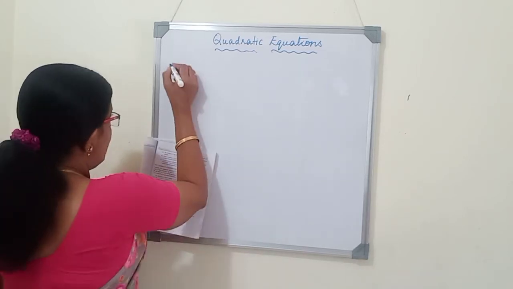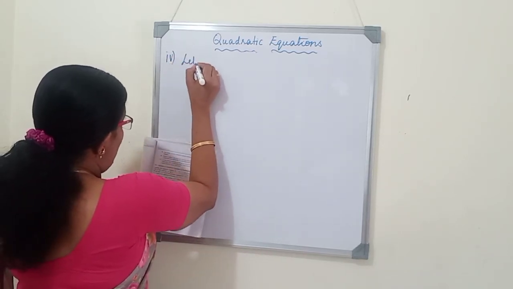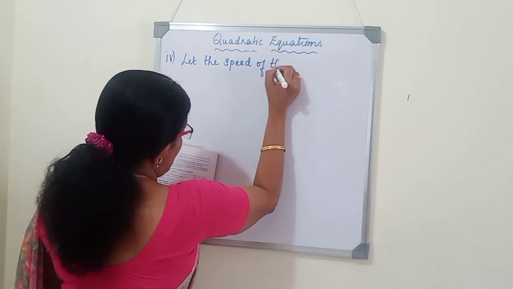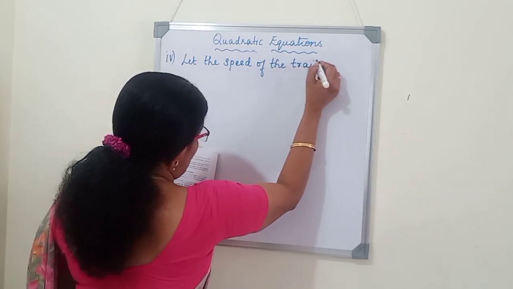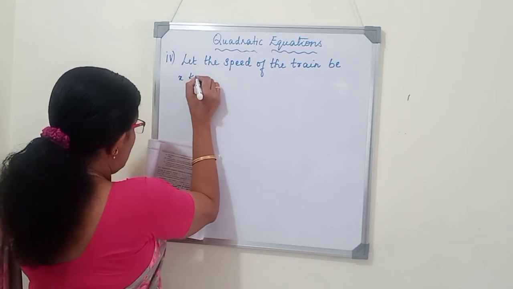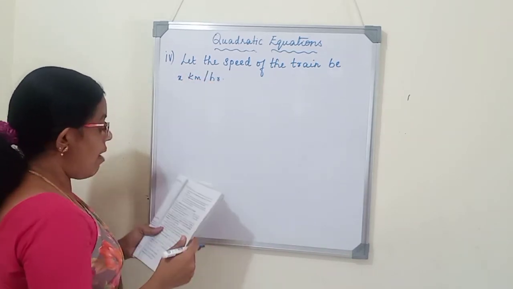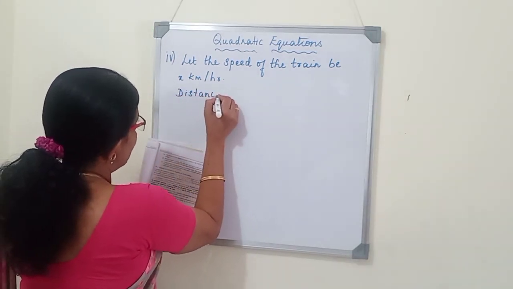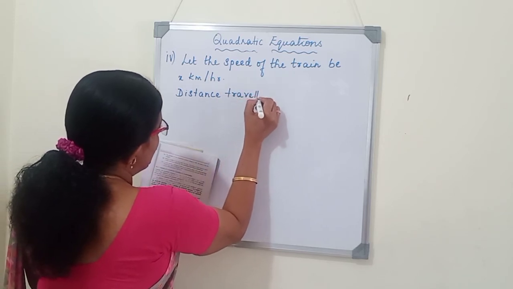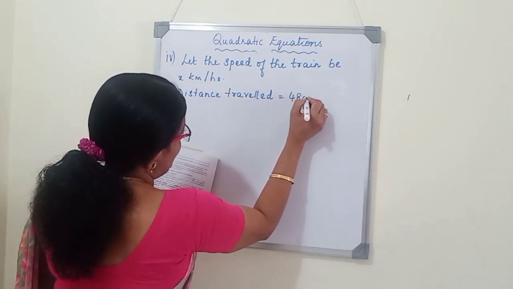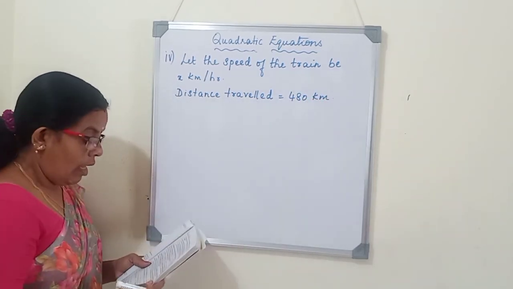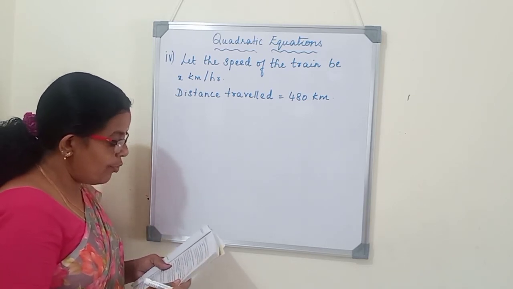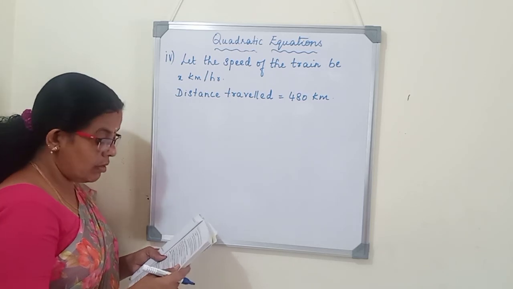So, let the speed of the train be x km per hour. And the distance travelled by the train is 480 km. And it is given that if the speed had been 8 km per hour less, then it would have taken 3 hours more to cover the same distance.